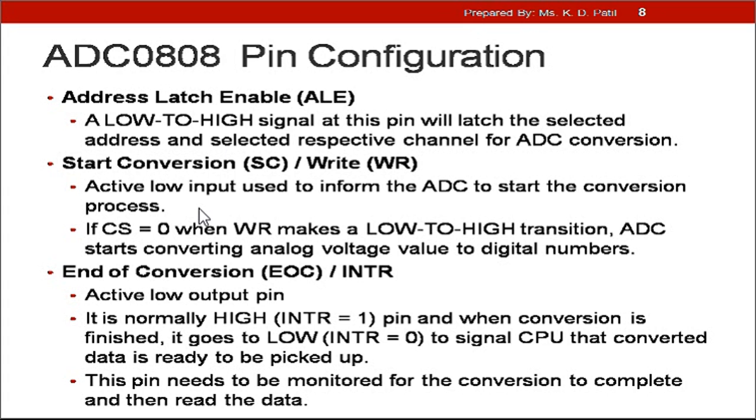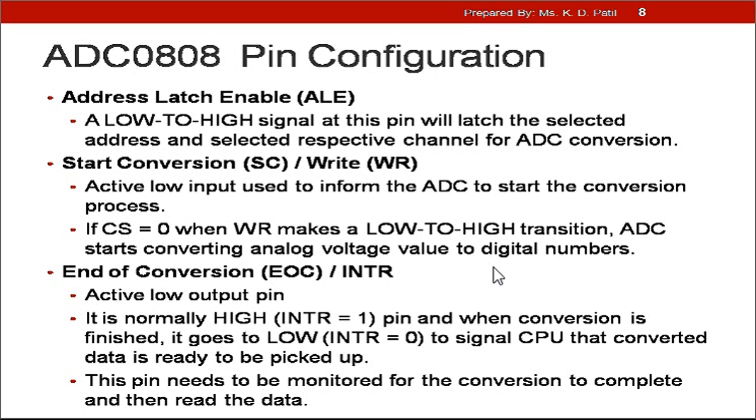perform the conversion. The start conversion pin, that is the SC pin, is an active low input pin and it is used to inform the ADC to start the conversion process. The same pin can be referred to as the write pin in other devices. If chip select is equal to 0, when that write or start conversion pin makes a low to high transition, the ADC starts converting the analog voltage value to digital numbers.